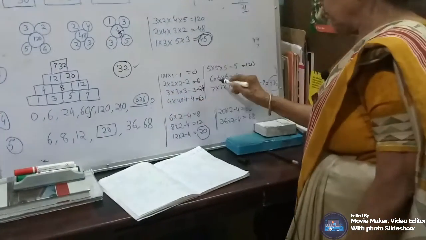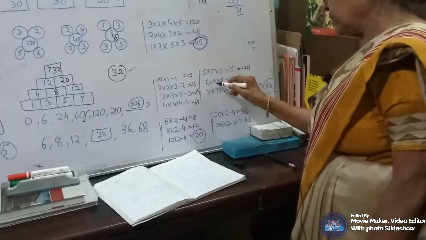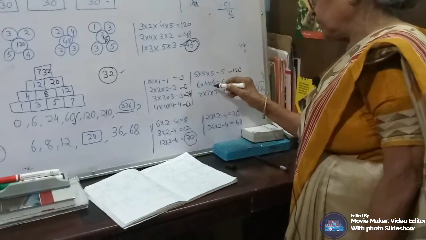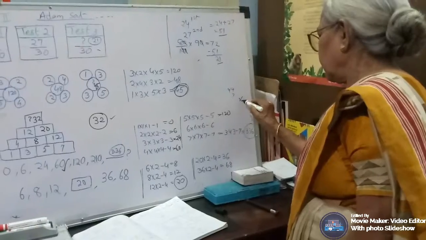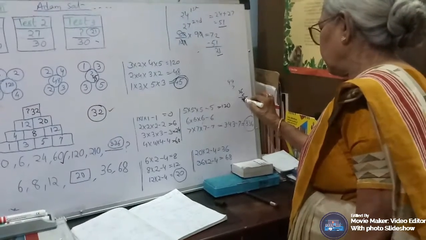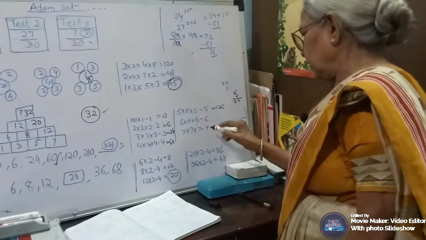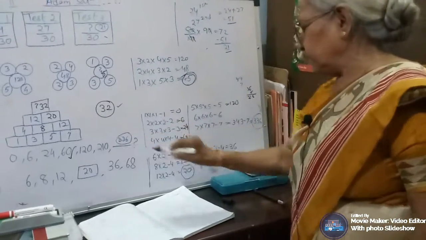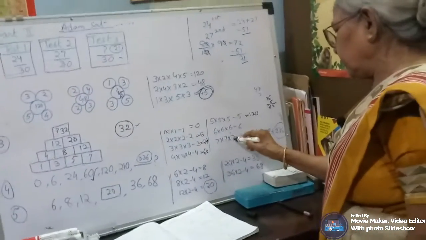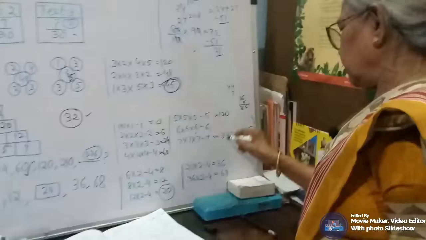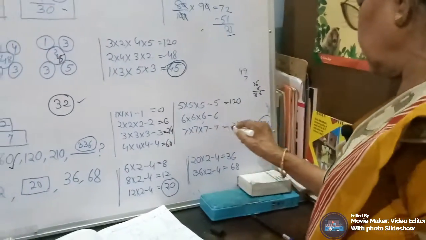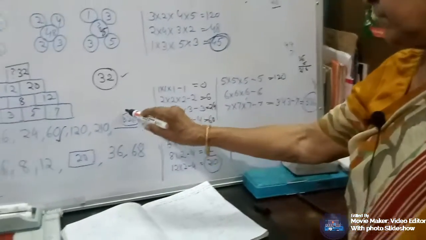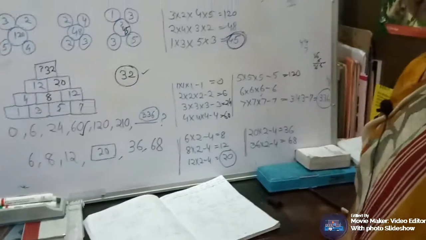6 into 6 into 6: 6 6s are 36, 36 6s are 216, minus 6 is 210. Now 7 into 7 into 7 is 343 and then minus 7 is 336. So this number will be 336.